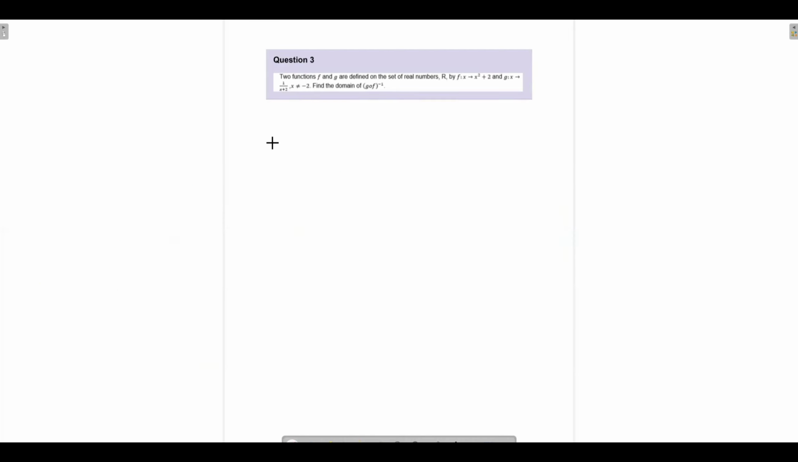Now, this next question is saying two functions f and g are defined as: f of x is x squared plus 2, and g of x is 1 over x plus 2. Here, x is not equal to minus 2, because at x equals minus 2, g of x will be undefined. Now, find the domain of g of f inverse. So the first thing we need to do is to find g of f, to find the inverse before we now find the domain.